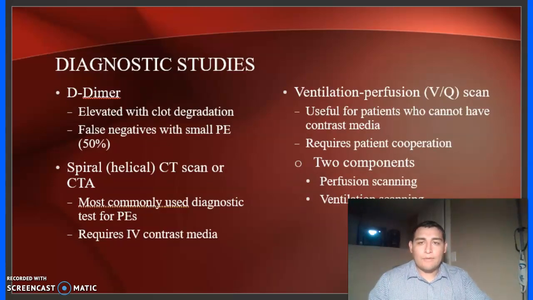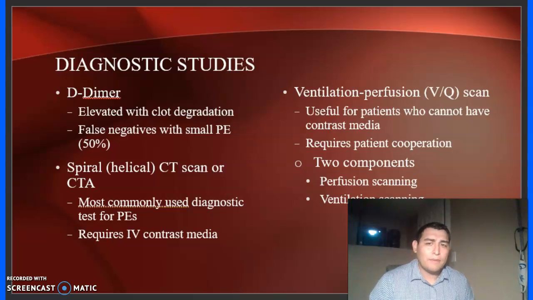So the diagnostic study that we would do for someone who we suspect has a pulmonary embolism is a D-dimer. A D-dimer is elevated with clot degradation. Fibrin is made, and when it starts breaking down, it creates a lot of fragments, and that's what we're looking at, this clot degradation, from the study. The issue is that it's really non-specific. You could have some false negatives with small PEs; it just doesn't show enough. And there are other disorders that can cause an elevated D-dimer, such as arthritis, cancers, and things like that.